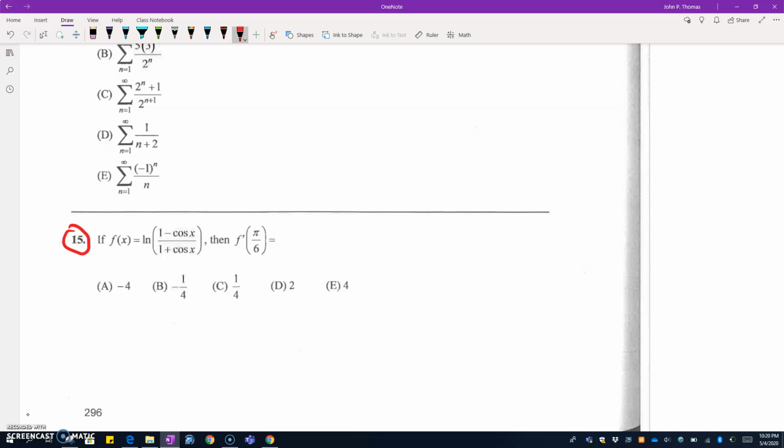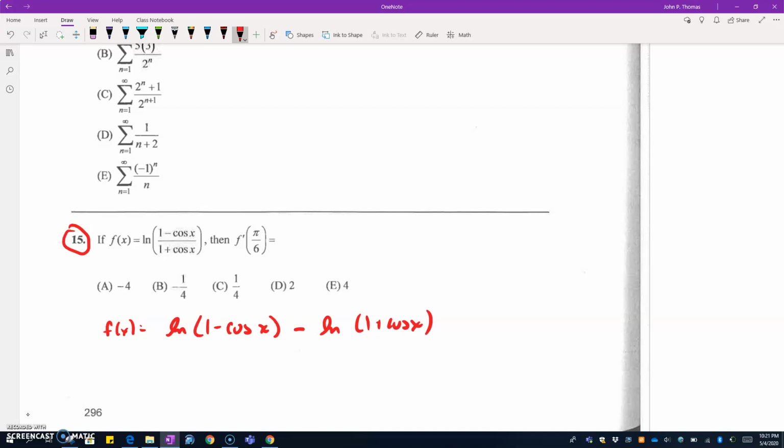All right, so number 15, it asks for f prime of pi over 6, and we have ln of 1 minus cosine x over 1 plus cosine x. So first thing when I glance at this, I do initially have some thoughts that we might be able to do like a conjugate, but then I hopefully think back to my algebra 2 days and think about rules of logarithms, right? Because I have f of x, and I'm not doing a derivative yet, but I can change this to ln of 1 minus cosine x minus ln of 1 plus cosine x.